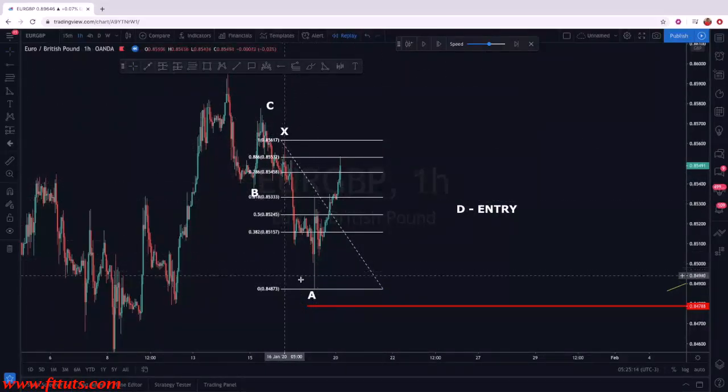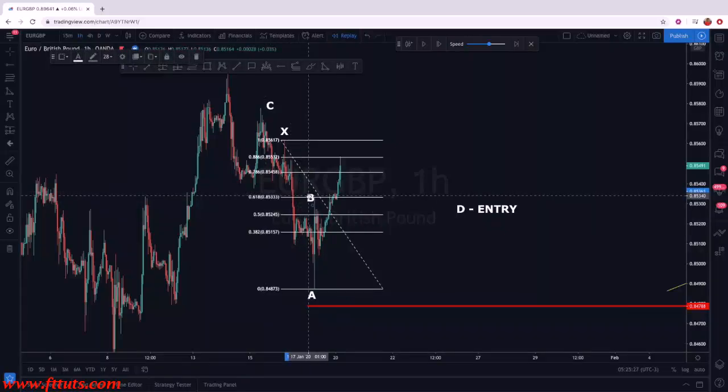Okay, X, A, I'm sorted. We are now looking for B. B, we said that should be anywhere between 50 and shouldn't close above 61.8. Nice, it didn't close above 61.8, which is super clean. We've got our B leg right here.